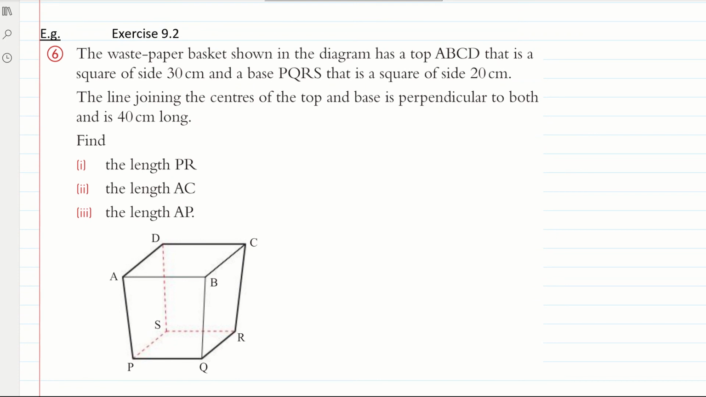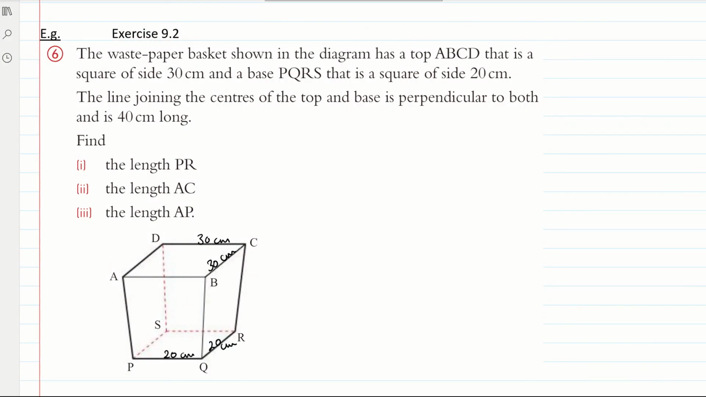And this is the last example I want to go through, and it's from exercise 9.2, and it's question 6. And it says, the waste paper basket shown in the diagram has a top ABCD that is a square of side 30 centimeters. So 30 centimeters, 30 centimeters. And the base PQRS, that is a square of side 20 centimeters. So 20 centimeters and 20 centimeters.